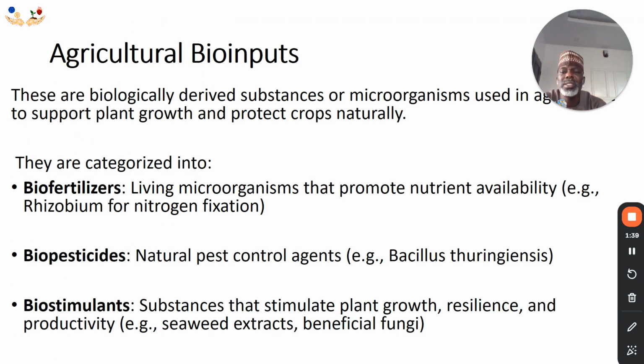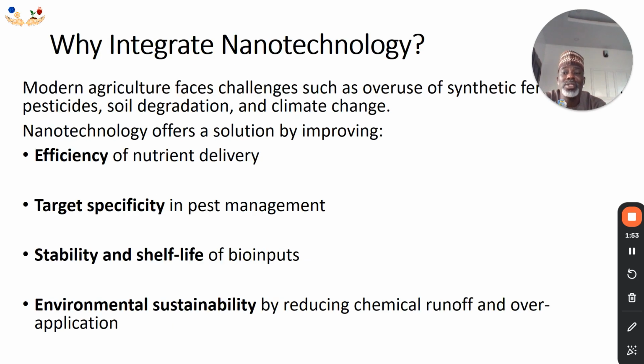Agricultural bioinputs are biologically derived substances or microorganisms used to support plant growth and protect crops naturally. These can be categorized into biofertilizers, bioherbicides, biopesticides, and biostimulants.